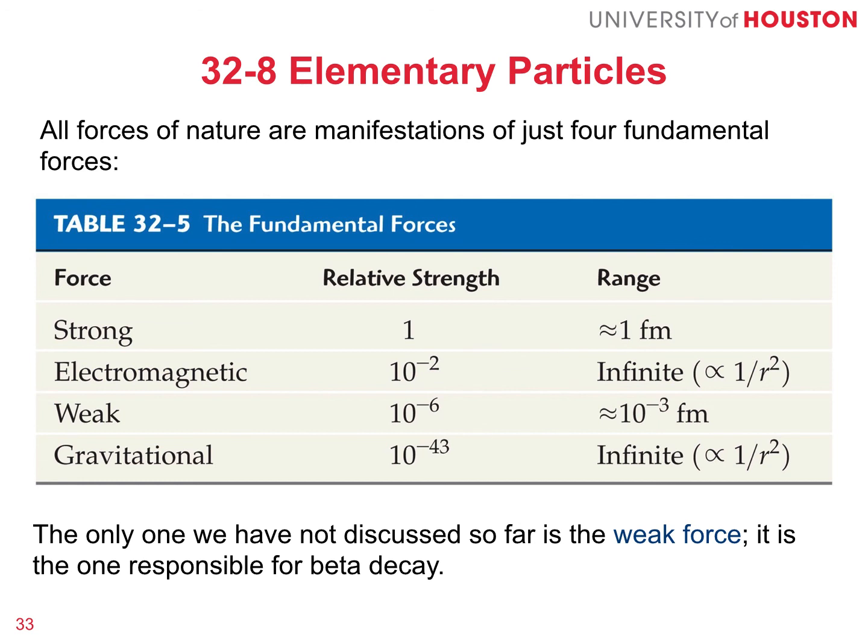The final force is the gravitational force. This is the force that keeps the planets in motion, and this has a relative strength of 10 to the minus 43, which is much weaker than all of the other forces, as we see. This range is also infinite. It goes as 1 over r squared, and this simply comes from the law of gravitation.